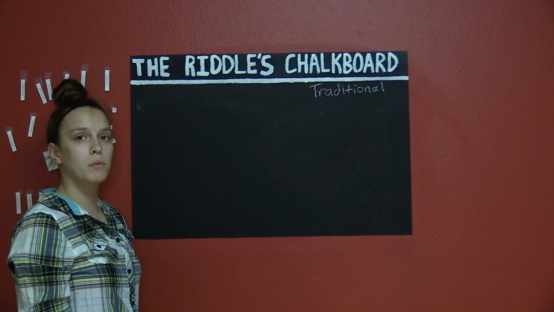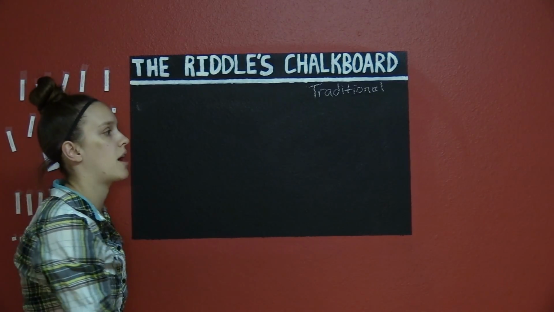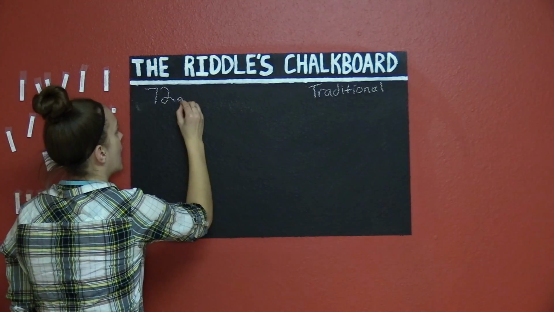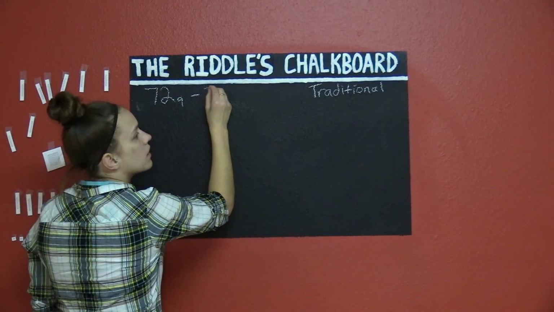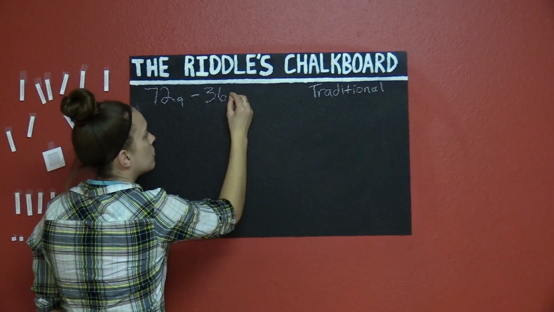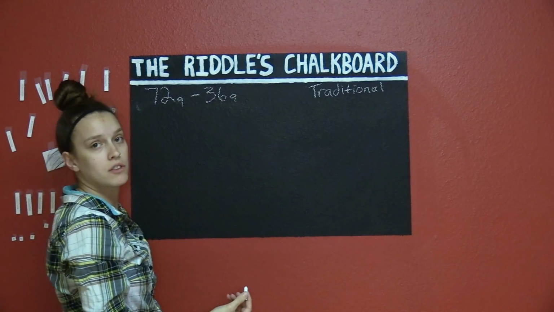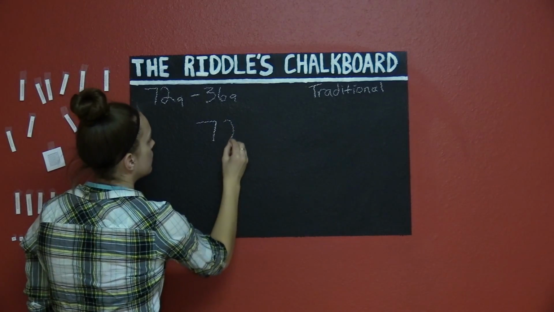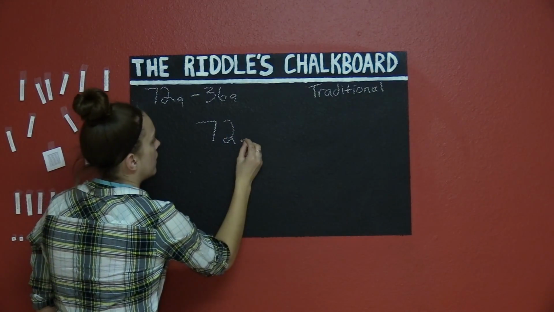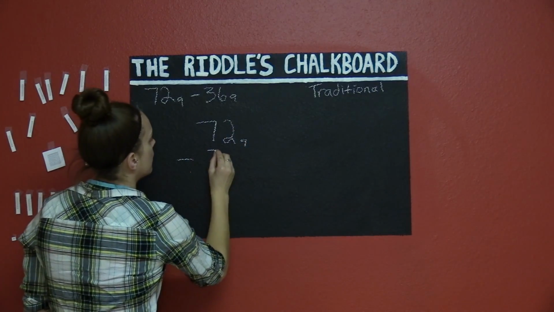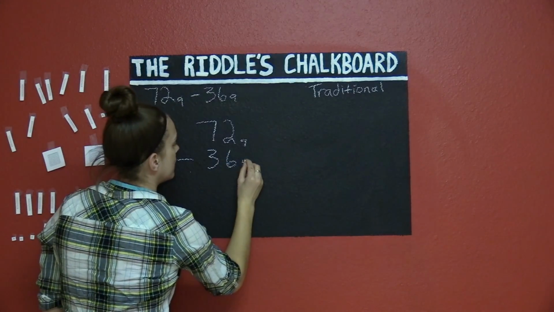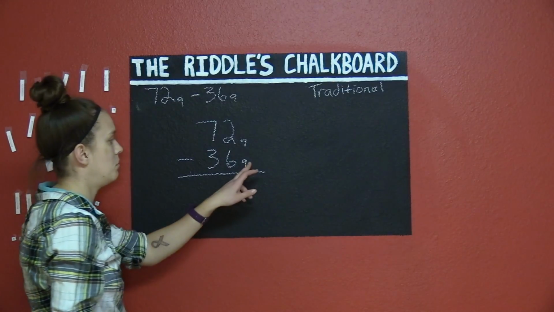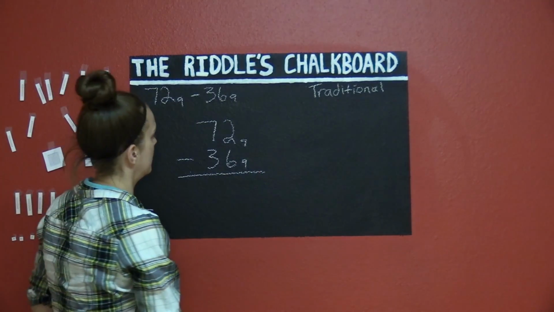Okay, and our last problem for today is another subtraction problem. We're going to take 72 base 9 minus 36 base 9. And we're going to do this with the traditional subtraction algorithm. So 72 base 9 minus 36 base 9. Okay, so we're in base 9, so we have to regroup in base 9.